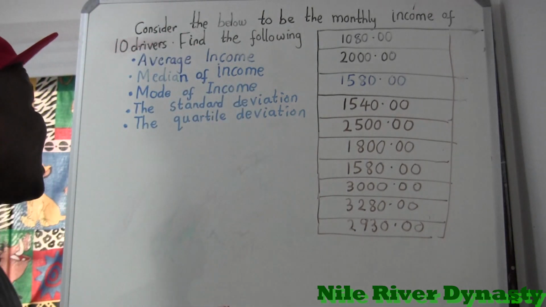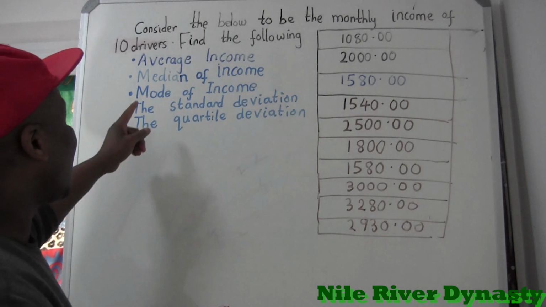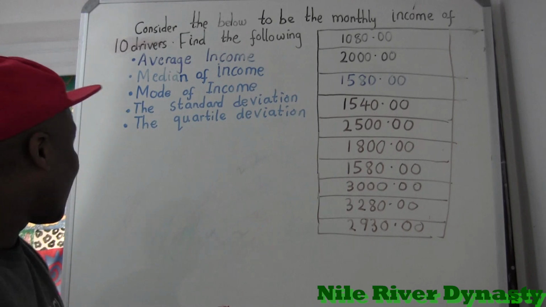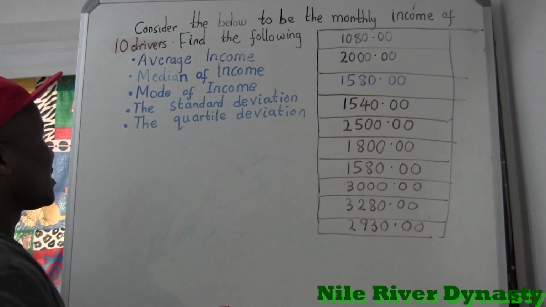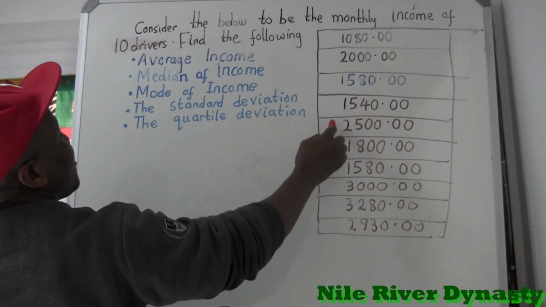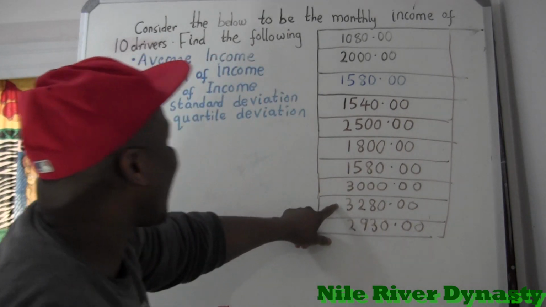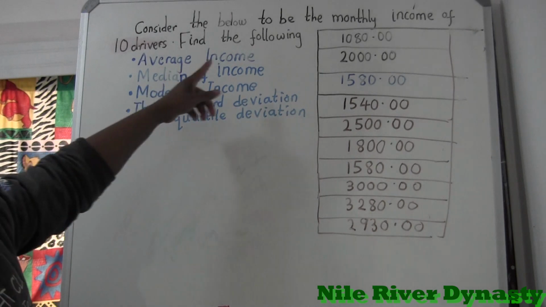So now they say consider the statistics. Consider the below to be the monthly income, the money that you get for 10 drivers: 1, 2, 3, 4, 5, 6, 7, 8, 9, 10. Oh my goodness, somebody gets a lot of money here. This driver got a lot of money. Okay, cool. So now they say find the following.